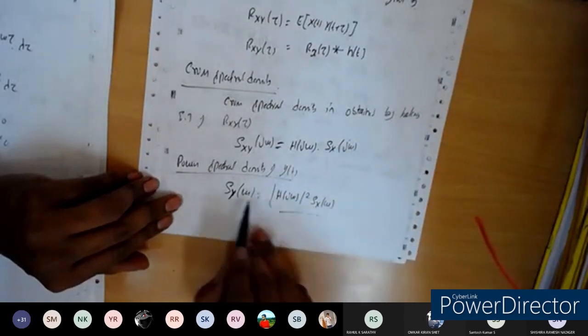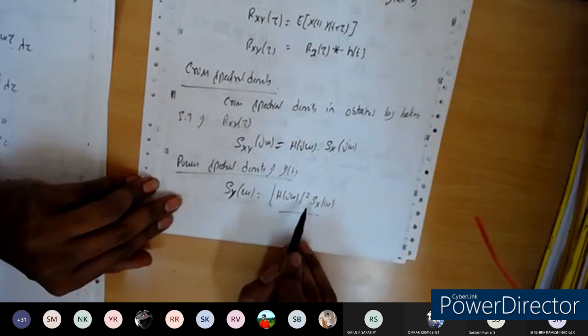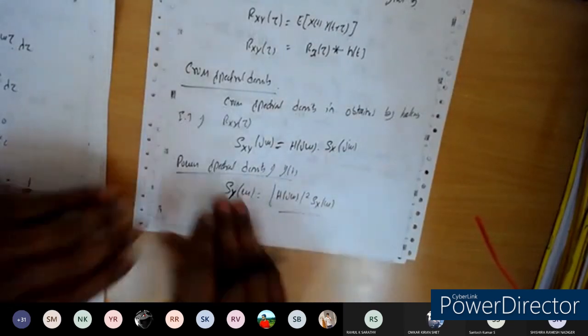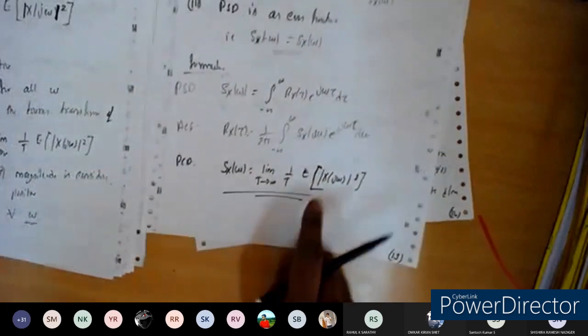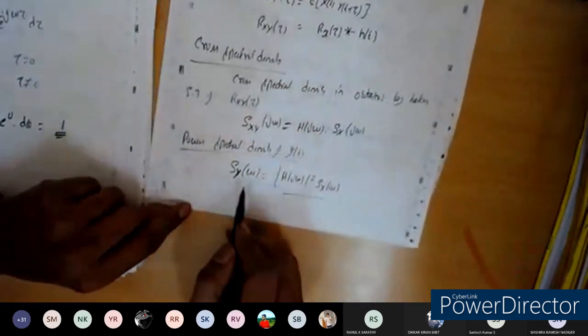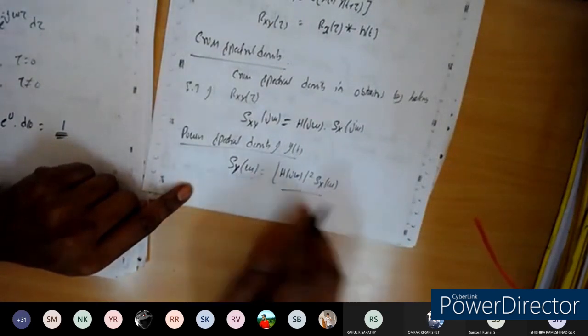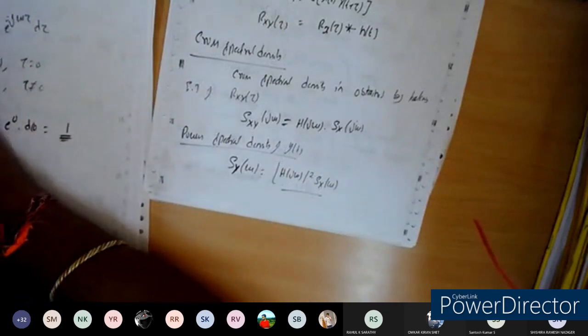Since we know that y of t is a convolution of x of t with h of t, when you take the Fourier transform and consider the magnitude, the power spectral density gives the magnitude of the signal. We already saw this in the previous class. So the power spectral density is a magnitude of the signal, and that can be expressed like this: X of j omega, magnitude the whole square. In a similar way, the power spectral density of y of t is nothing but Sy of omega, magnitude of H of j omega the whole square, into Sx of omega. So this is the power spectral density of y of t.